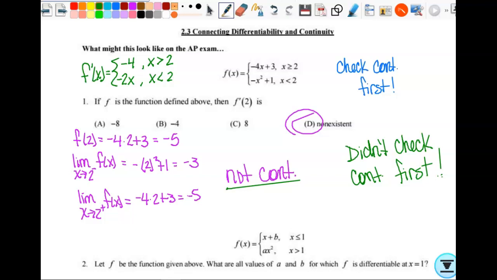Let's see. Why don't we skip number 2 for right now, and y'all do number 4. It's asking you if it's continuous and differentiable, or one or the other, or what is it? So what are you going to have to check? Everything, right?